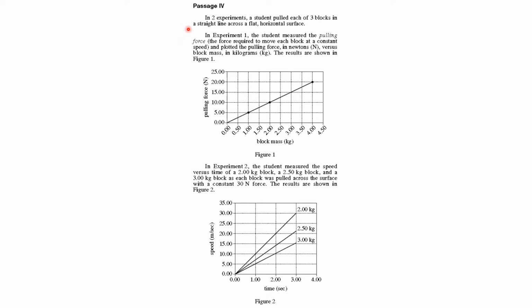The 2 experiments, students pull 3 blocks in a straight line across a flat horizontal surface. And the first one looks like they're looking at pulling force and block mass. And the second one, they're looking at speed and time. And then you move on to the questions.